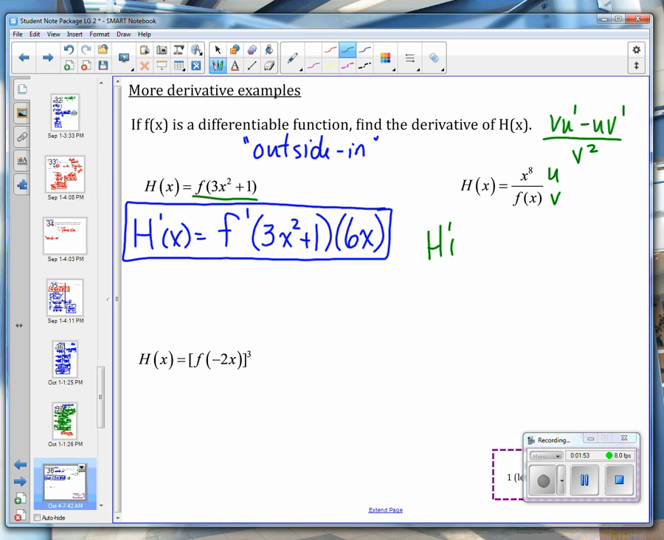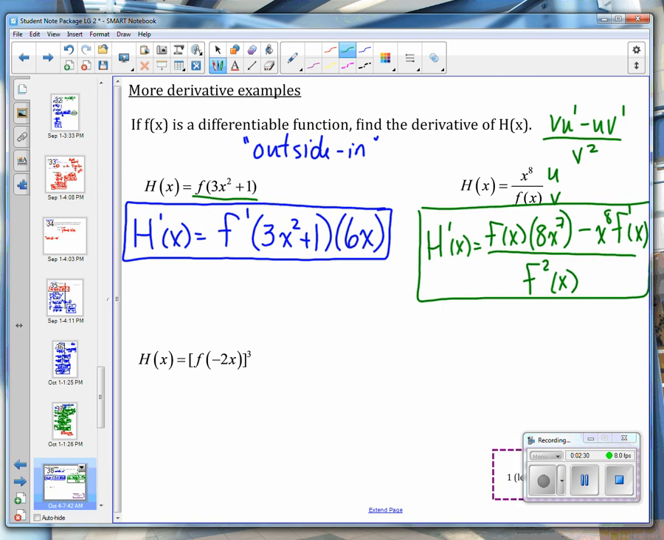So I've got my h prime of x. I've got my f of x, which is my v, times the derivative of u, that's an easy one, 8x to the power of 7, minus u, which is x to the power of 8, times the derivative of v. So what did I just say? What's the derivative of f of x? It's just f prime of x, over v squared, which is basically f of x squared. And that's it, guys. There's no simplifying that needs to be done.